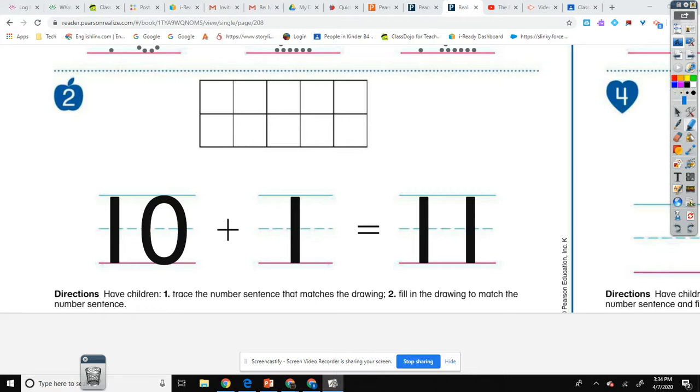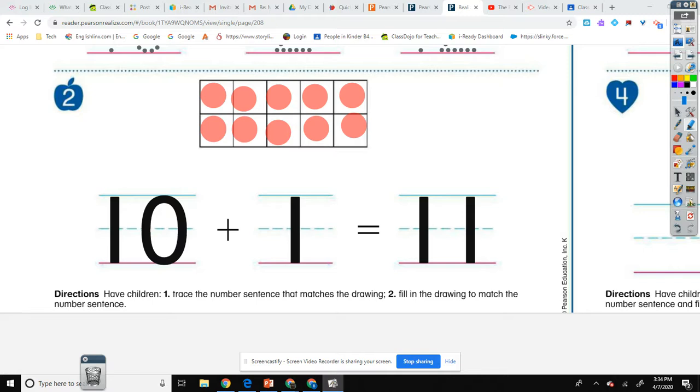So first of all, you fill in a 10 frame with 10 drawings or 10 dots. 1, 2, 3, 4, 5, 6, 7, 8, 9, 10. Does it have to be dots? No, you could draw anything. But we're not doing art, so you don't want to take forever to do something like this. We're doing math. You're just doing pictures for representation.